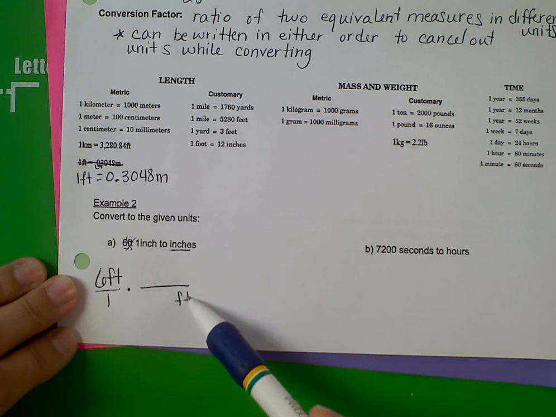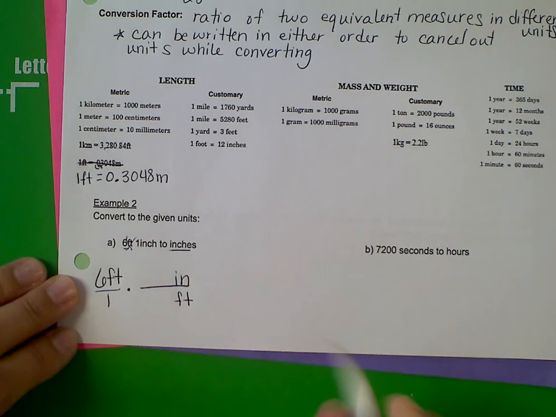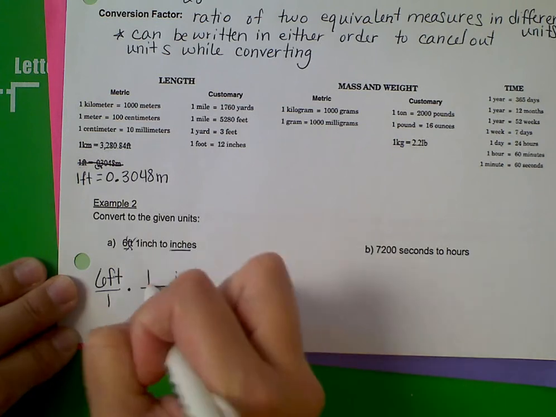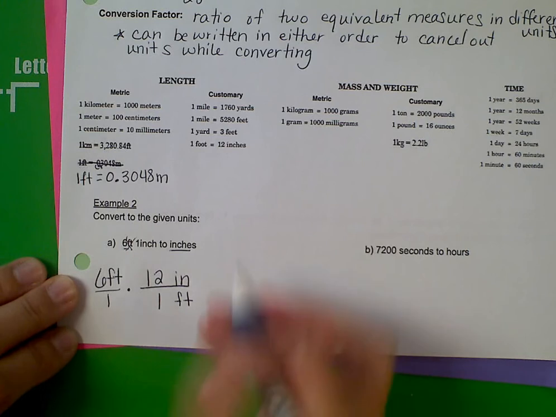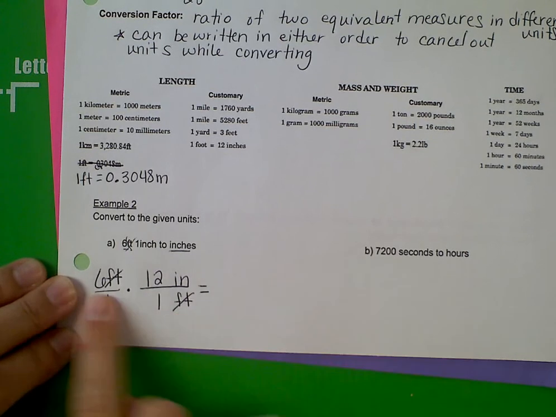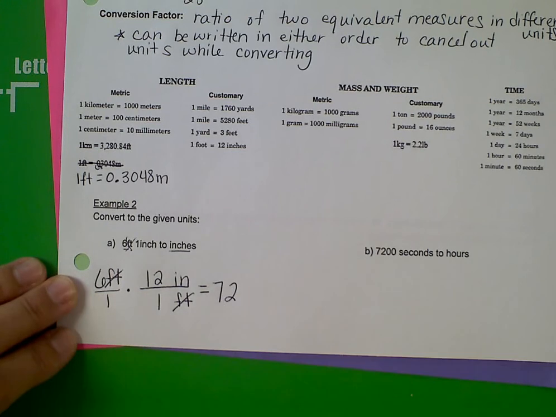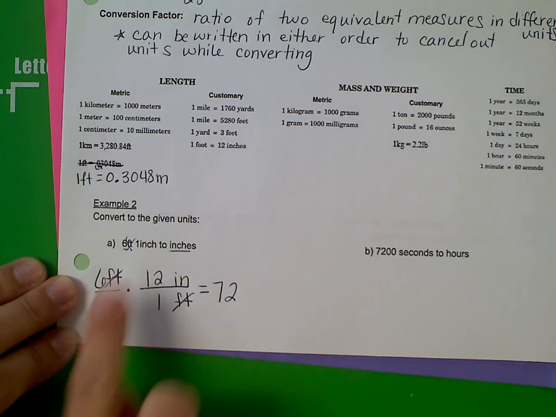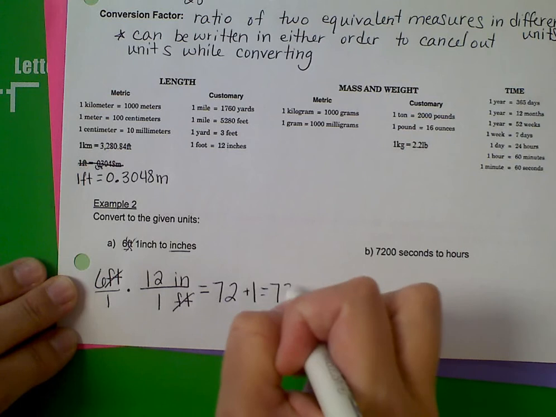Or how many feet are in an inch or something like that? I do. So I can go right from inches to feet. How many inches are in a foot? 12 inches in 1 foot. So my feet will cancel out and I will be left with 6 times 12 is 72. But I'm not done because it didn't just say 6 feet, it said 6 feet and what else? 1 inch. So I need to add 1 inch to that, which will give me 73 inches.